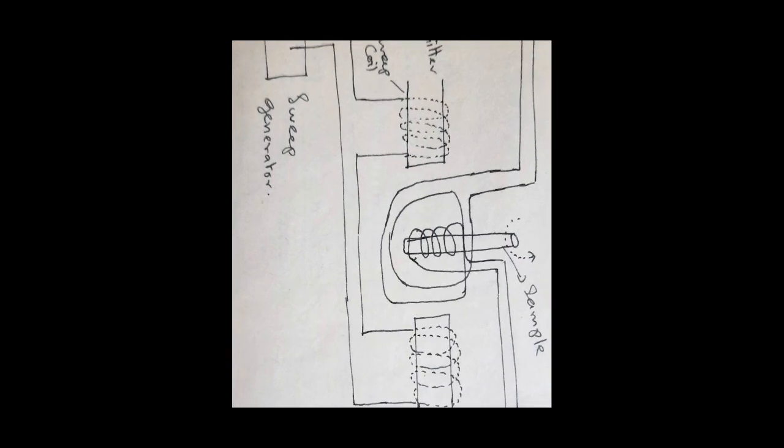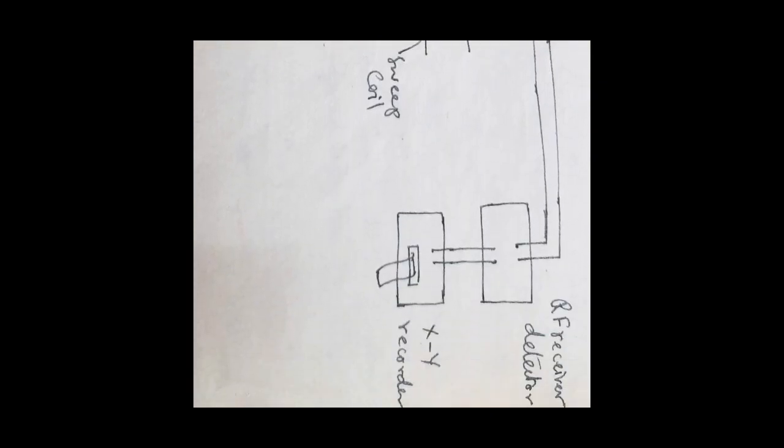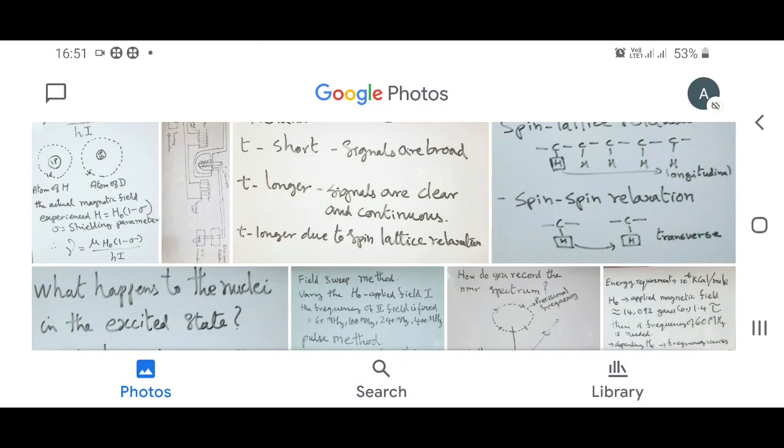So, the sample tube is in a constant state of rotation. Continuously it is rotated with the help of the rotor. Then only it will experience the magnetic field uniformly. And the signals are received by the receiver and you are having the plot, the XY plot or the NMR spectrum.